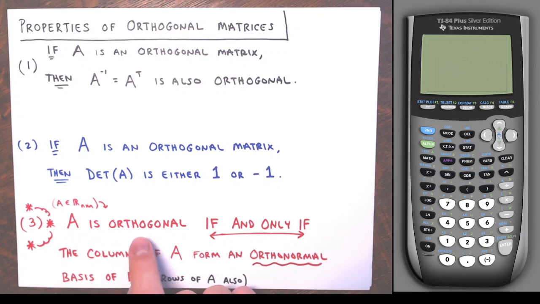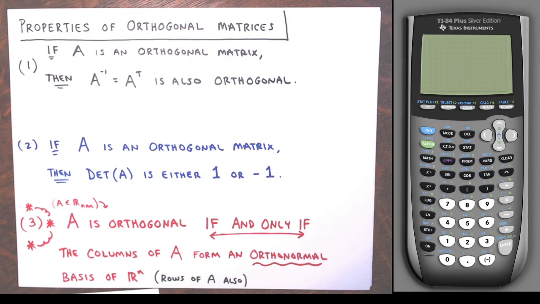A is orthogonal if and only if, so this goes in both directions, the columns of A form an orthonormal basis of Rn. The rows also, but we can just look at the columns because the columns of one matrix are just the rows of the transpose, and the transpose would also be orthogonal.